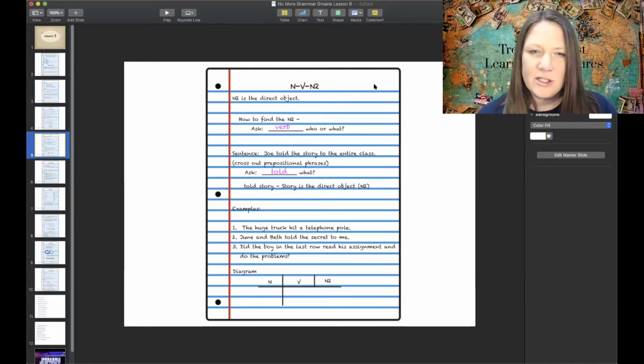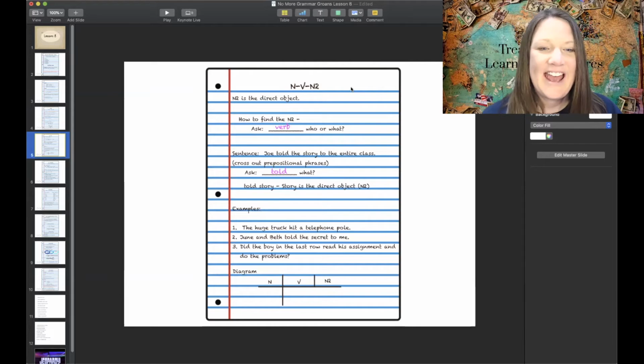Let's go on to noun, verb, noun 2. What is the noun 2? The noun 2 is a direct object. And if you forget how to find the noun 2, you ask verb, who or what. I like to say subject, verb, who or what. It makes a little bit more sense to me. If you have any questions about this, I think this sentence pattern is probably pretty easy for you. You can look over the sample sentences and look over the notes.